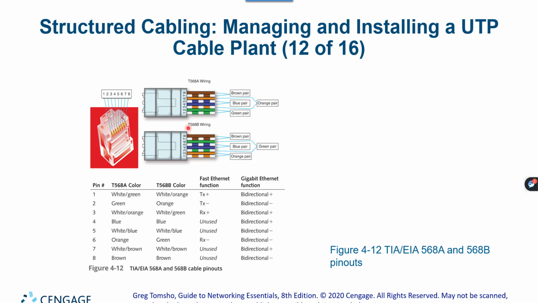If we're going to use standard B, we're going to start out with orange, white, orange, green, white, blue, blue, white, green, brown, white, brown. Whichever standard that you use on one end of the cable, you need to use it on the other end of the cable if you're making a straight through cable. So if you're making a normal cable that connects unlike devices, then you're going to use the same standard on both ends of the cable, either A or B.